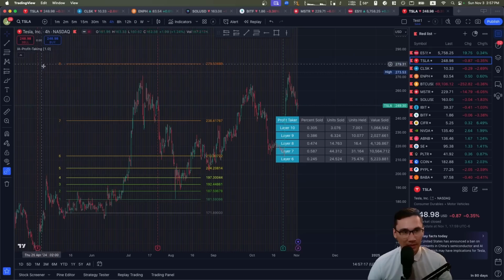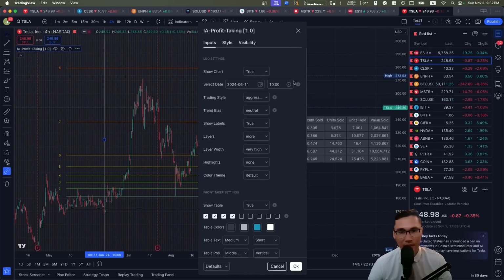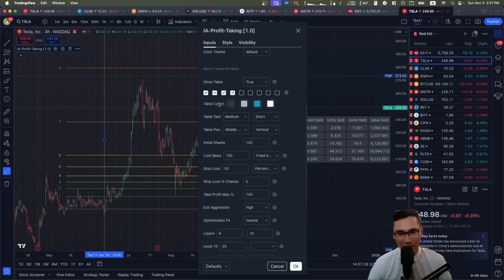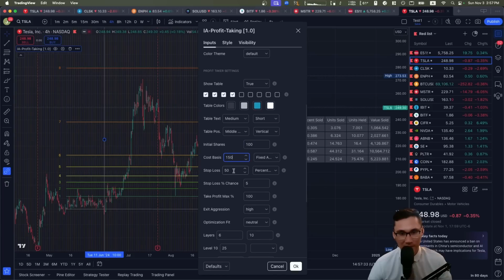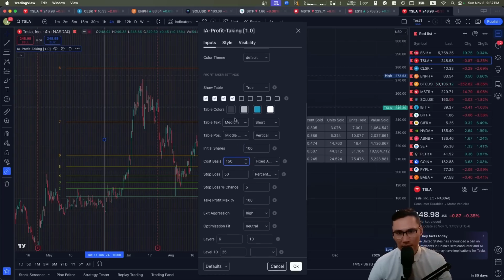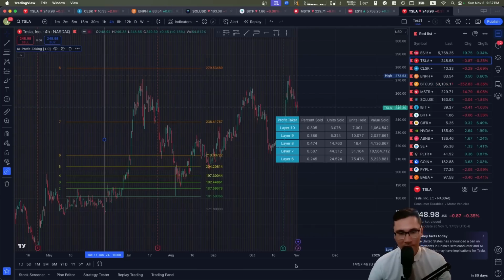So in this case, I want to use Tesla as the example. For my settings here, I have trading style as aggressive, trend bias is neutral. And then the only other difference here is going to be the initial shares and cost basis when we go through the example. And then the exit aggression I have on high because if I'm looking to do a shorter term trade, I'm going to have it on high so I can make more profit short term. So I'm going to be flipping between a Google Sheet with some numbers and the chart. So I hope that's not too distracting.